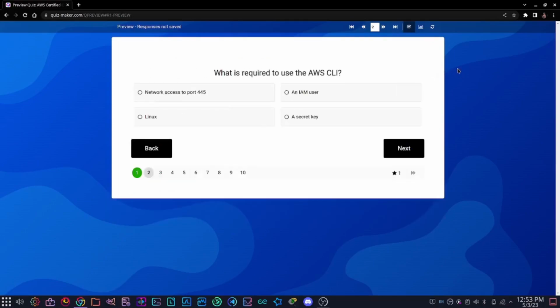Question number 2, what is required to use the AWS CLI or command line interface? First we have network access to port 445, an IAM user, Linux, or a secret key. So in order to use the AWS CLI, it's going to require a secret key.